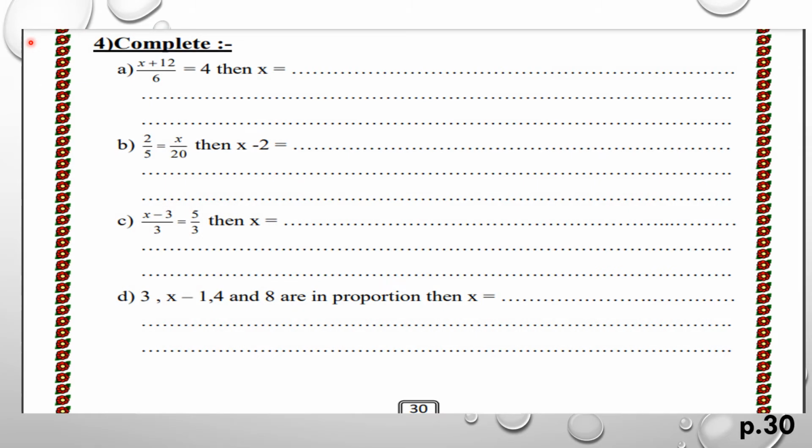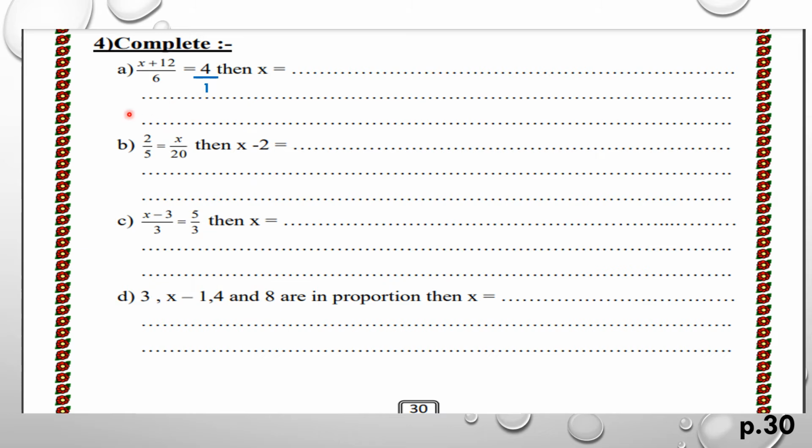We are still in page 30, number 4. Complete. Letter A, x plus 12 over 6 equals 4. Then x equals what? We need to find the value of x. First of all, to find the value of x in this type of questions, we must have two fractions. Here I have the first fraction. What about the second? Here I have 4. If I want to put 4 in the form of the fraction without changing its value, what should I do? I will put it over 1. So here I have 4 over 1.